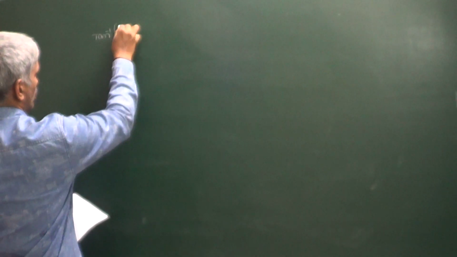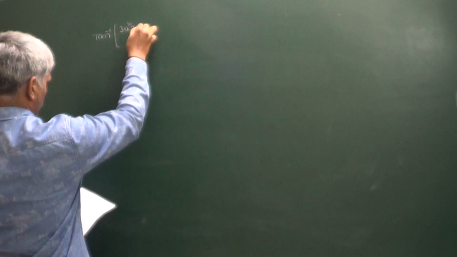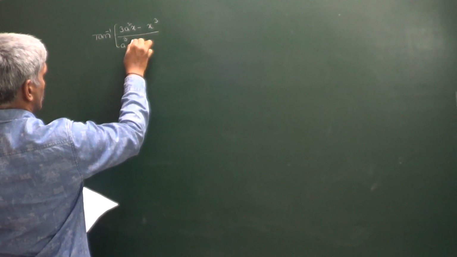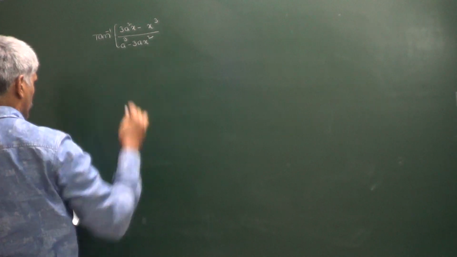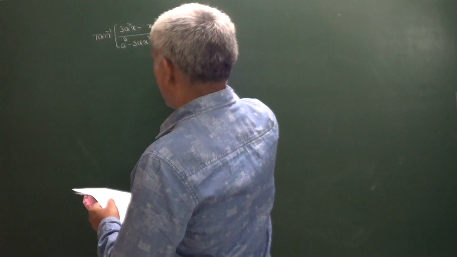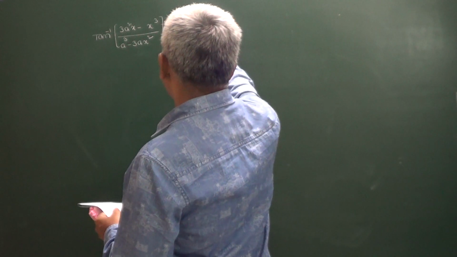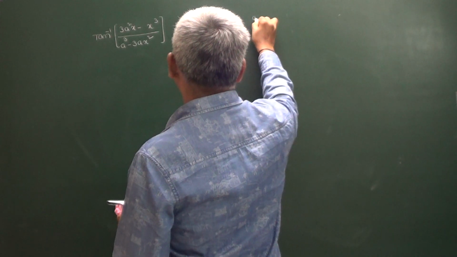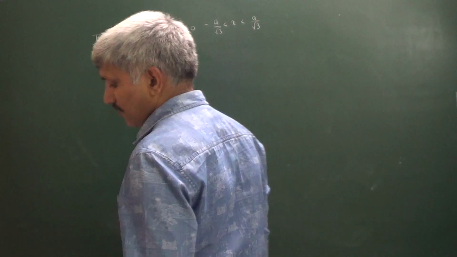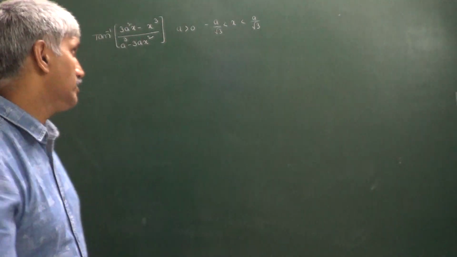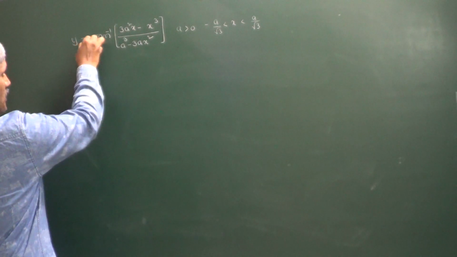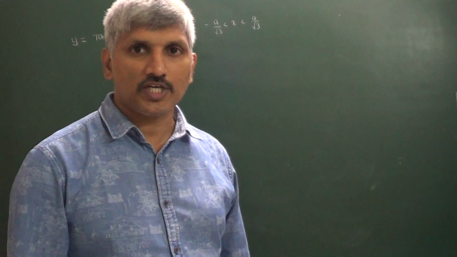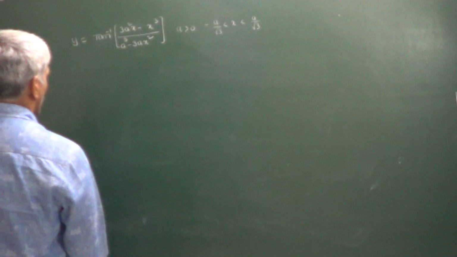Next the question is given, he is asking to simplify this one: tan inverse of 3a square x minus x cube divided by a cube minus 3a x square. The information is given as a greater than 0, and minus a by root 3 is less than x is less than a by root 3. He is asking to simplify. Sometimes the question they may ask like this also: y is equal to that one, find out the differentiation under the condition. Okay, right.